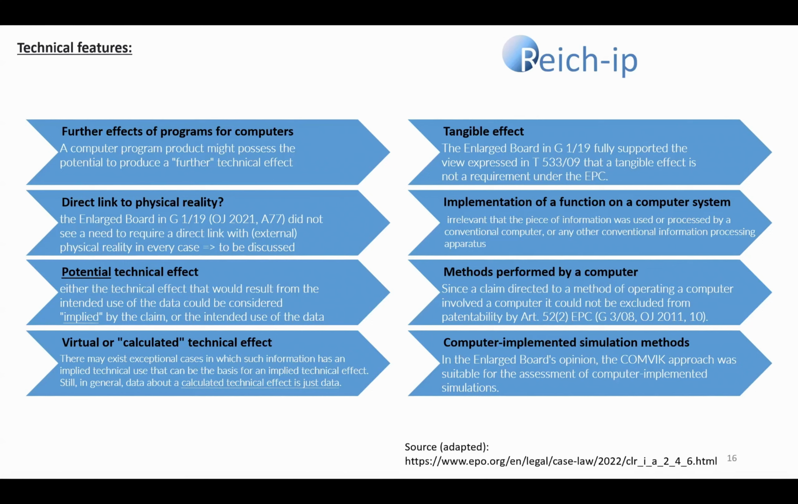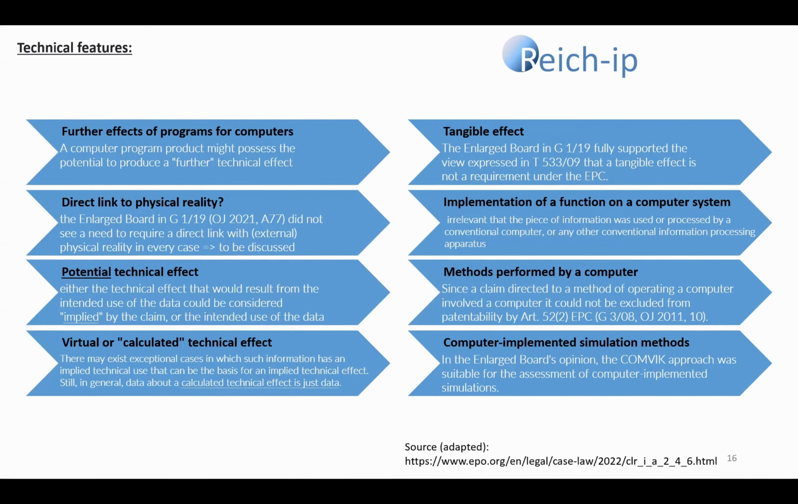So the technical effect does not have to be tangible, and the implementation of a function on a computer is also a further aspect. So the piece of information that was used or processed by a conventional computer is irrelevant. So the underlying hardware, the information processing apparatus, may also be a conventional computer in case the software delivers a technical effect.